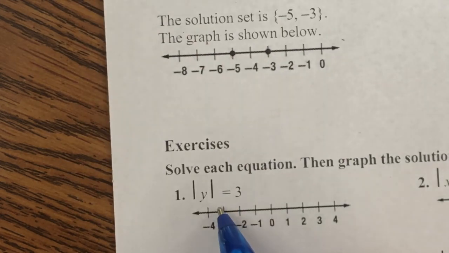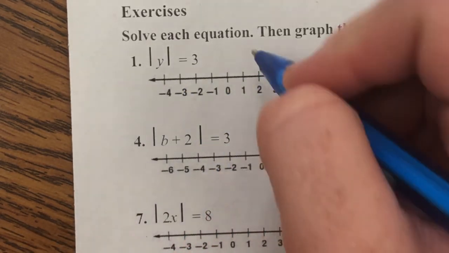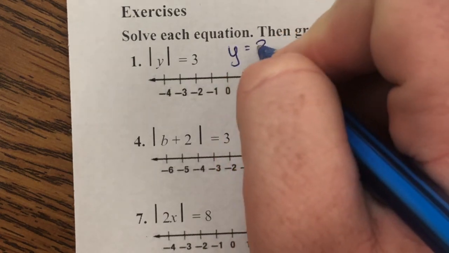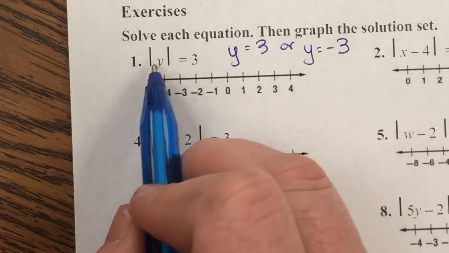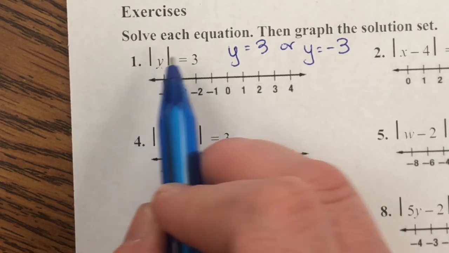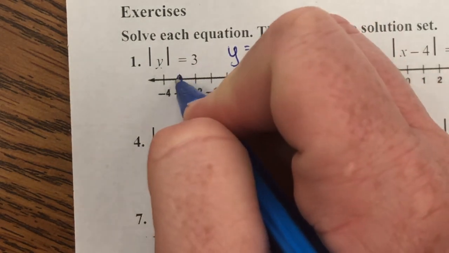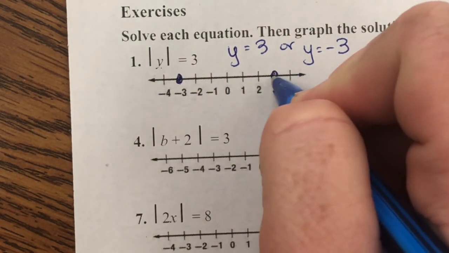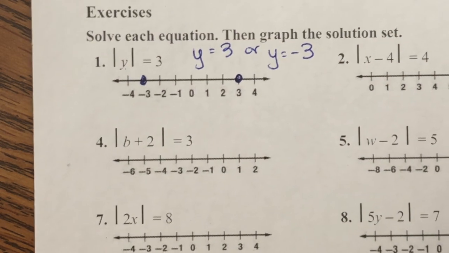So here, number 1, we have the absolute value of y equals 3. So we can set y equal to 3 or y equal to negative 3, because the absolute value of 3 is 3 and the absolute value of negative 3 is 3. And then on my number line, I'm going to put a dot on negative 3 and a dot on positive 3. And that's it, I'm done. Easy peasy lemon squeezy, right?